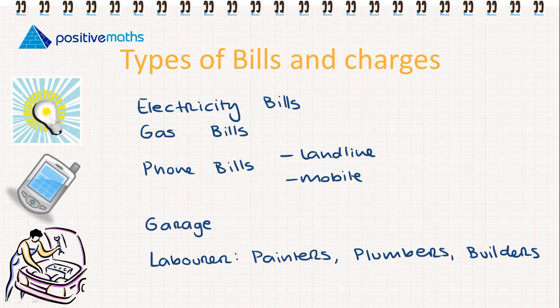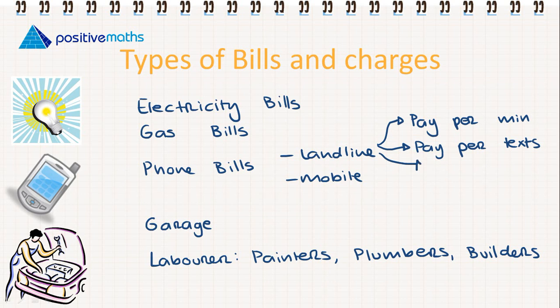Then we can talk about the different kinds of charges. So we'll take just the phone bills as an example of this. We can usually pay per minute for phone calls, pay per text for text messages sent, and maybe also line rental. So different types of charges depending on the type of bill, whether it's landline or mobile, they could be different.